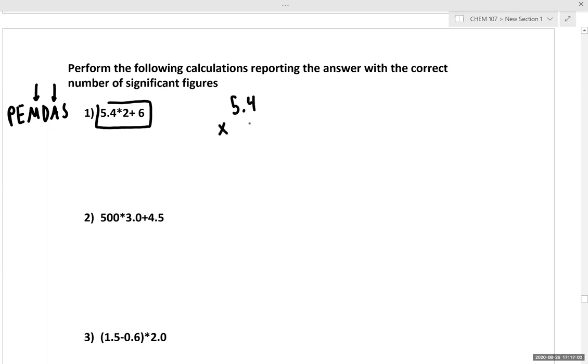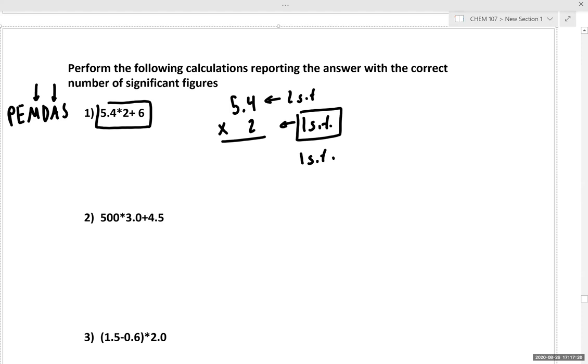So we have 5.4 times 2. So this top number has 2 sig figs. The bottom number has 1 sig fig. Since we're dealing with multiplication, we care about sig figs. So we retain the least number of sig figs, which would be 1 sig fig. So 5.4 times 2 gives us 10.8.